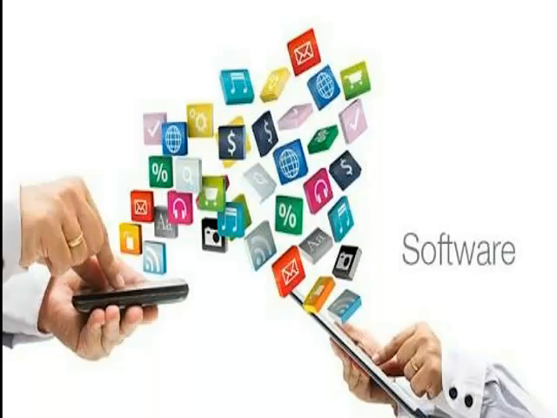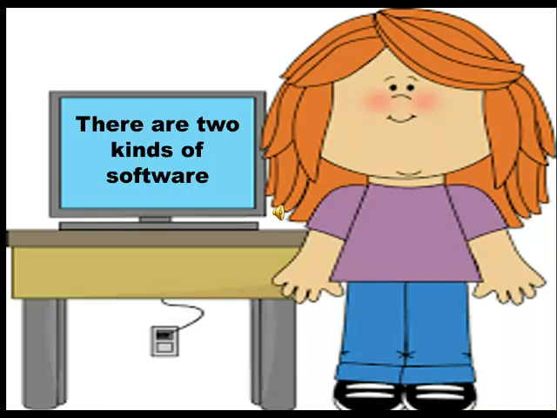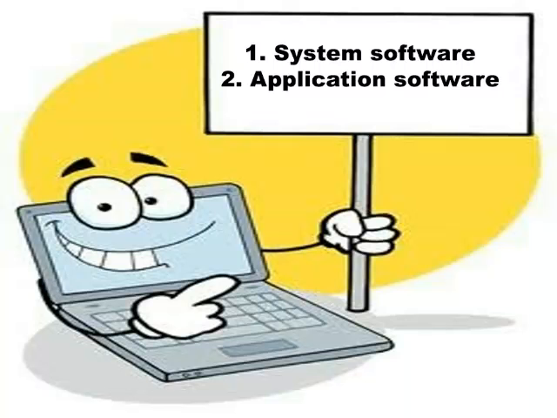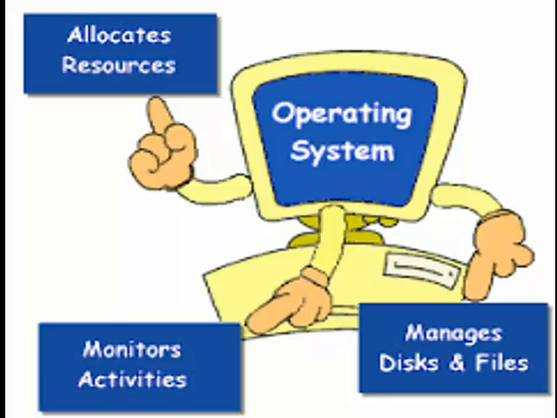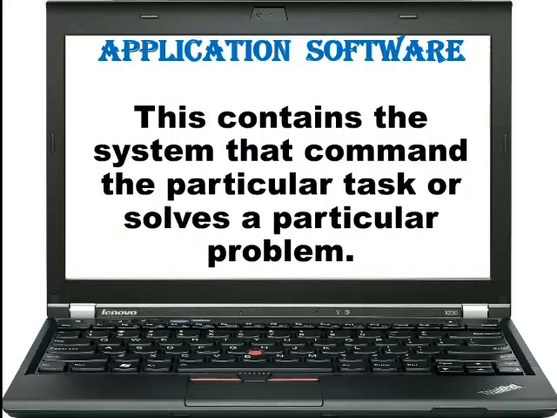So let's go now to the kinds of software. There are two kinds of software: the system software and application software. The first one is the system software. This is the operating system that is found or bundled inside all computer machines. The second one is the application software. This contains the system that commands a particular task or solves a particular problem.